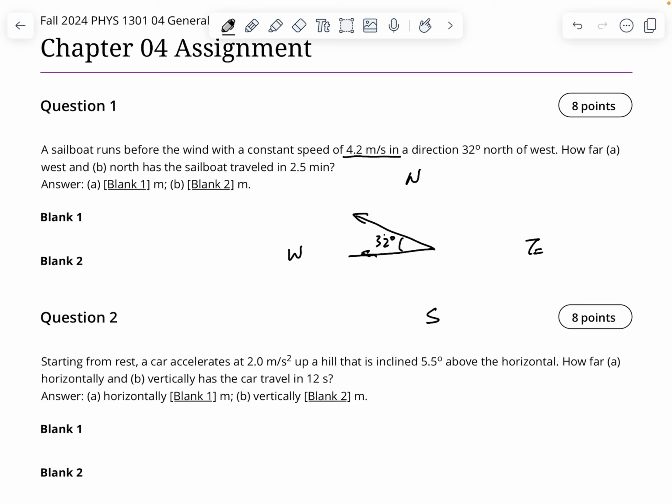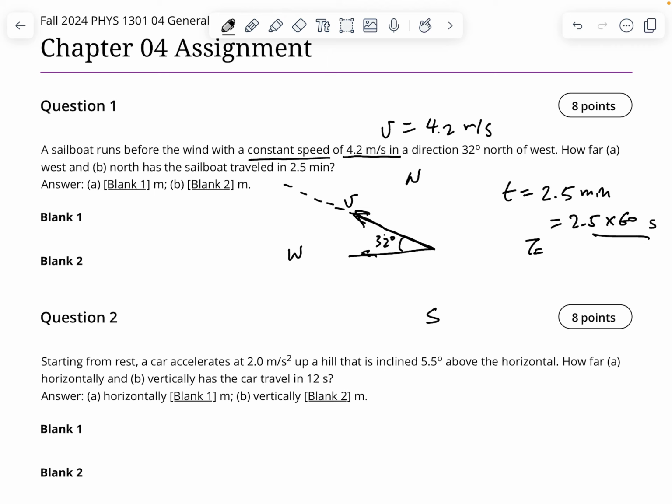So what do we know here? V equals 4.2 meters per second in this direction, and time equals 2.5 minutes. We have to turn minutes to seconds: 1 minute equals 60 seconds, so this many seconds. And it travels with constant speed, so the speed stays the same and it always travels in this direction. I'll ask you about the distance in this much time.